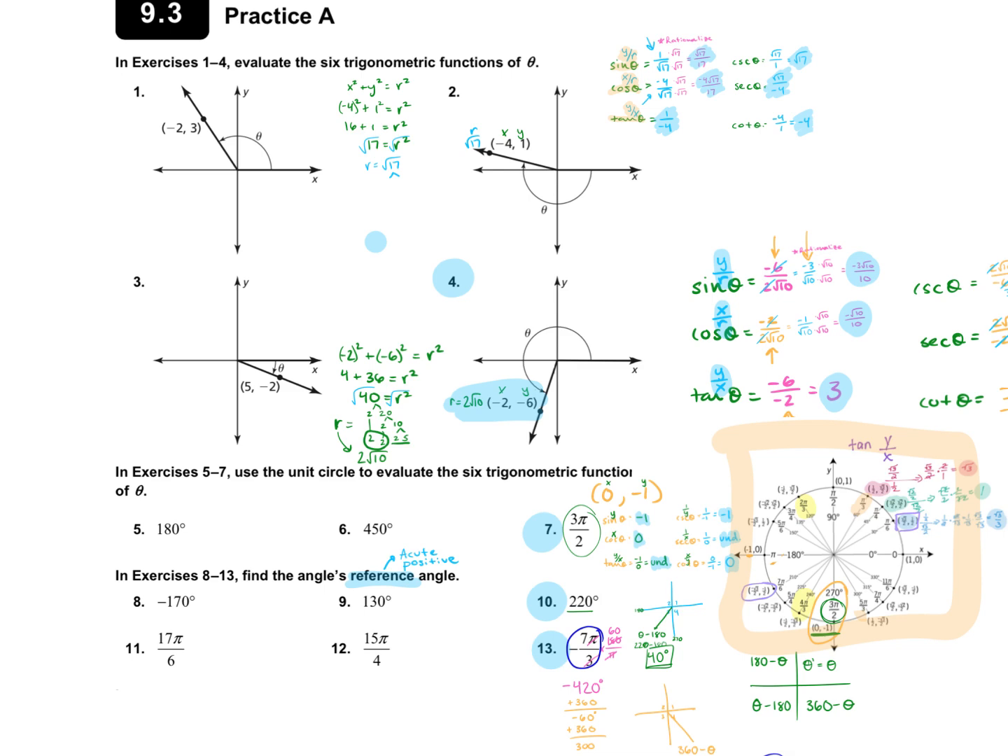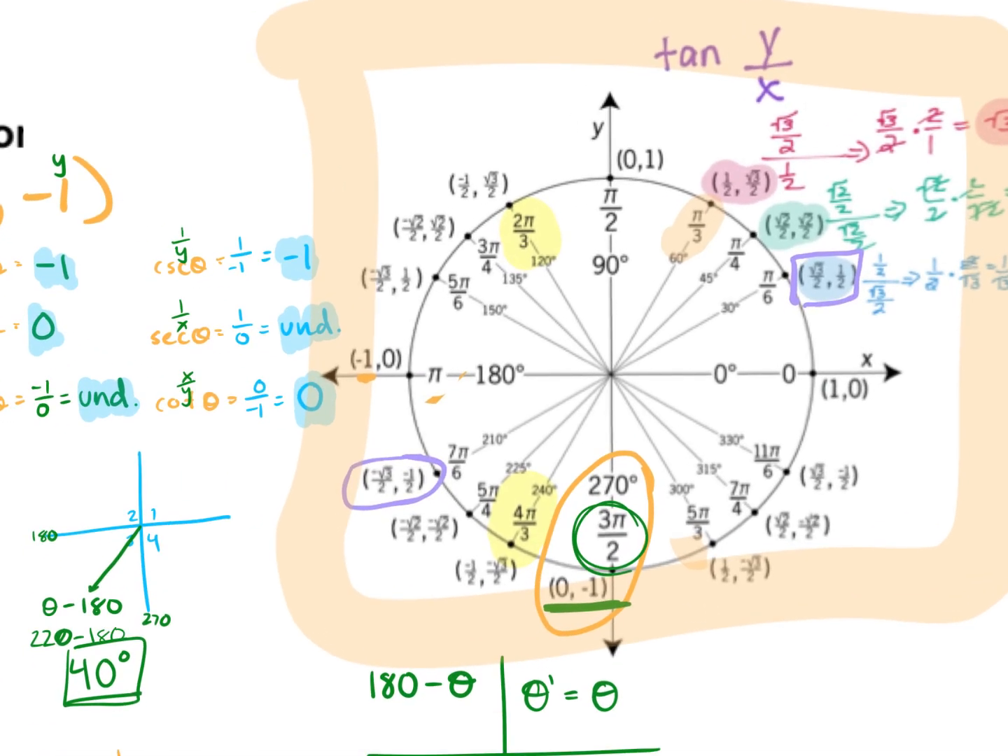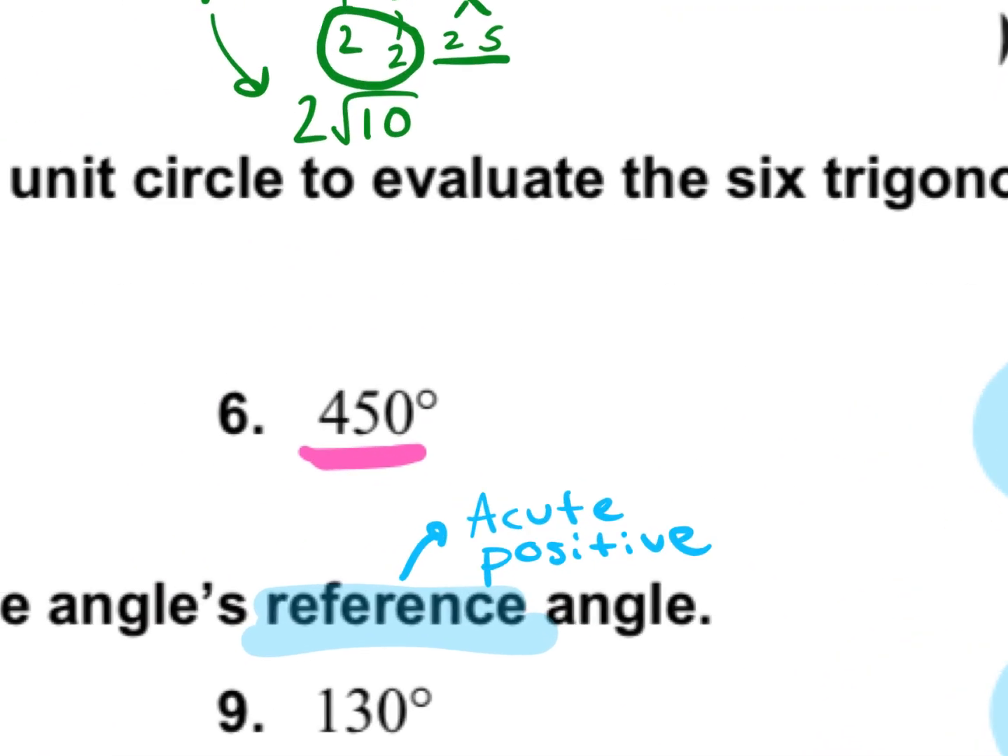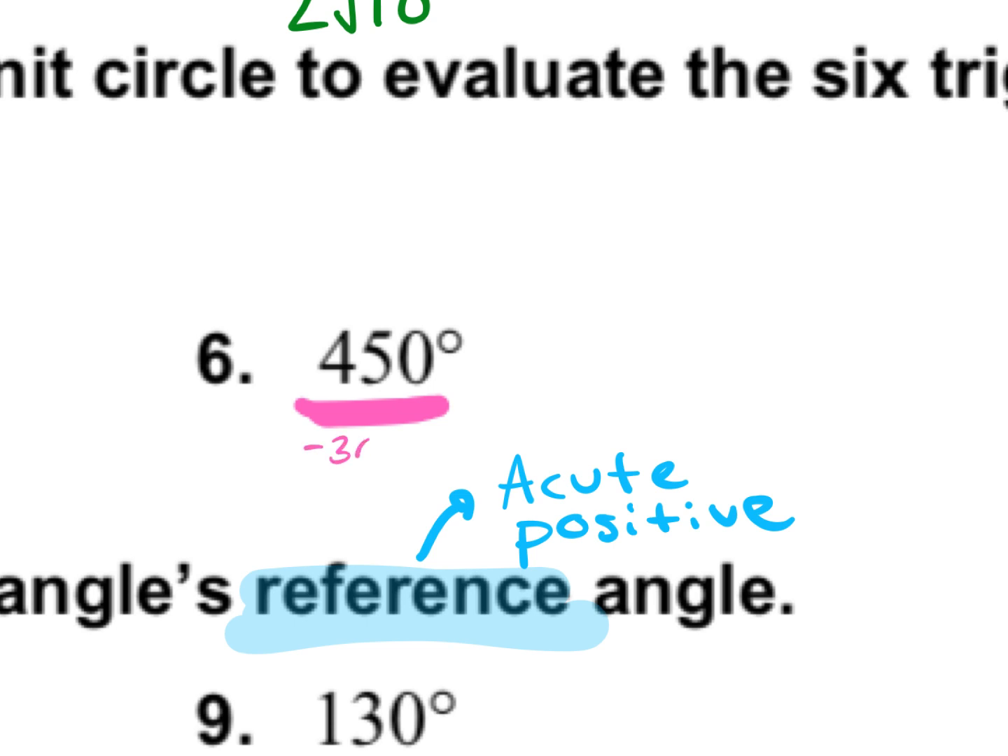So it says use the unit circle to evaluate the 6 trig functions. Is 450 degrees on our unit circle? How do we find the smaller version of it that's going to be on our unit circle? Awesome. Subtract 360. So 450 minus 360 would be 90. So we're going to use 90.